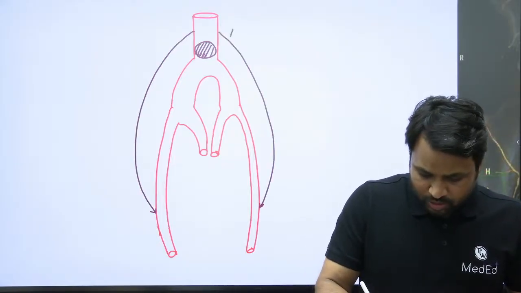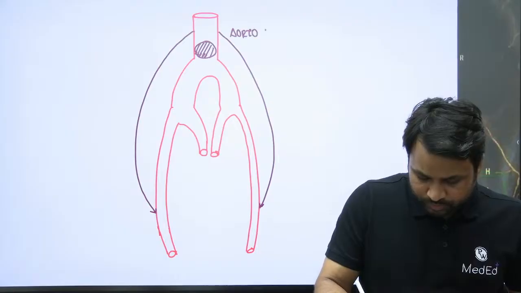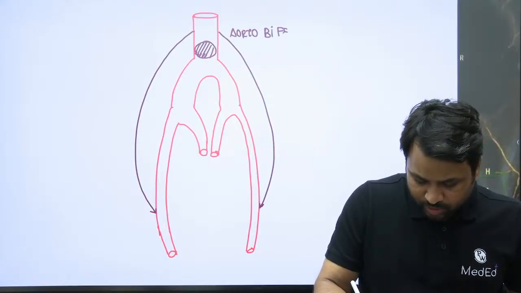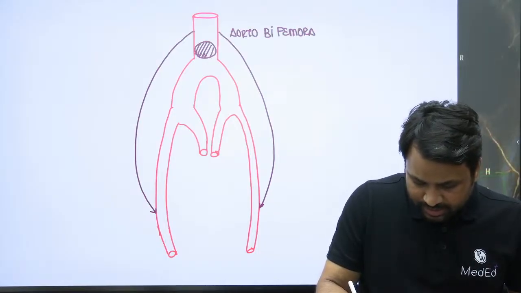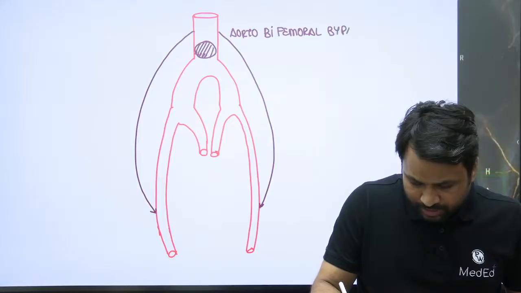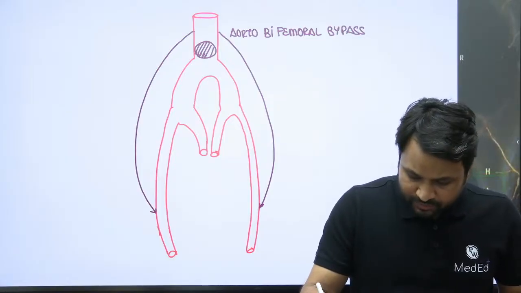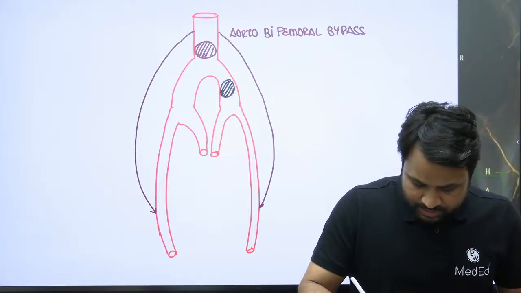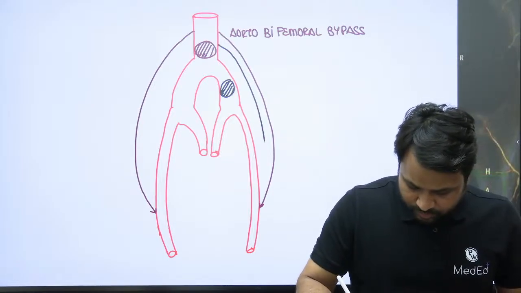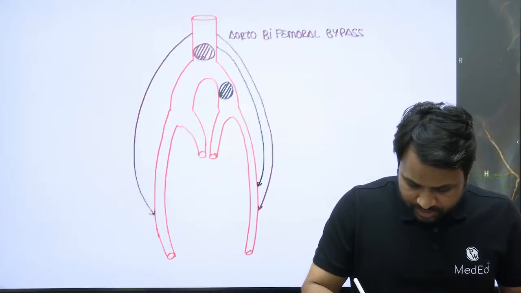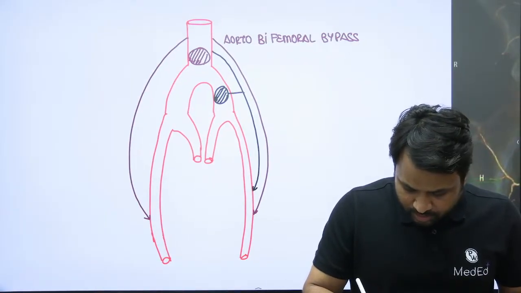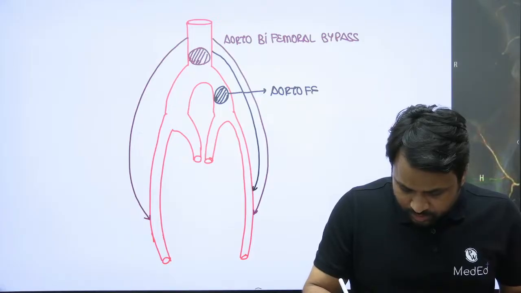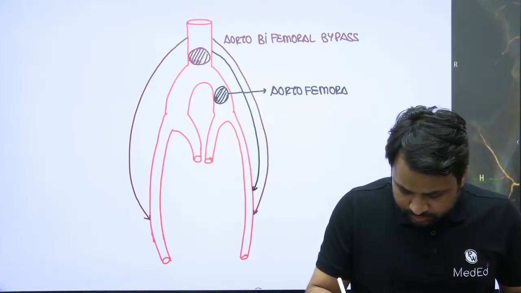This will be your aortobifemoral. It is an aortobifemoral bypass. Okay. Now, if the occlusion is found to be at this particular site, that is at the iliac, then it is going to be an aortofemoral bypass. See? If it is here, then it is going to be your aortofemoral bypass.